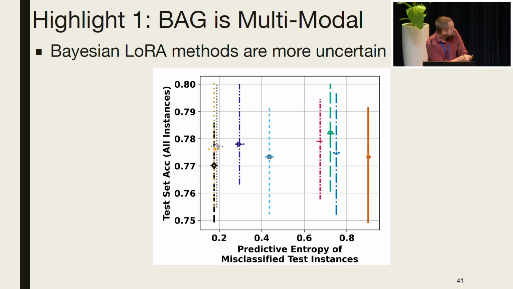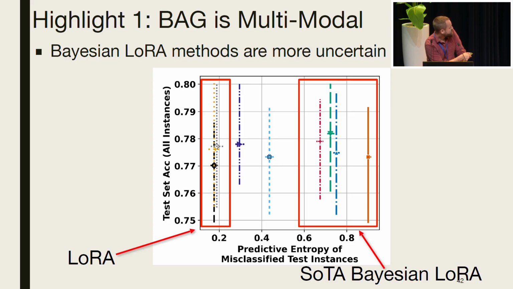And on the x-axis, we're looking at the predictive entropy of the misclassified test instances across a variety of different approaches. And on the y-axis, we're looking at the overall test set accuracy, which is about the same across all methods. And what we can see here is that the state-of-the-art Bayesian methods have higher predictive entropy when they make misclassifications compared to the pointwise LoRA methods, which have much less uncertainty.